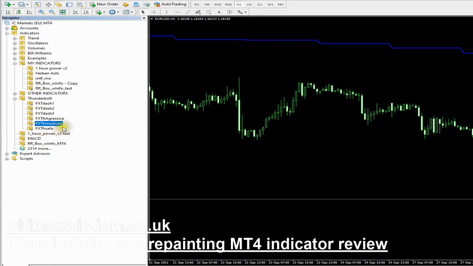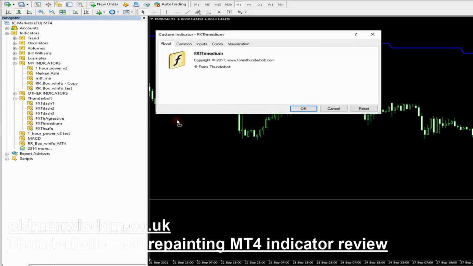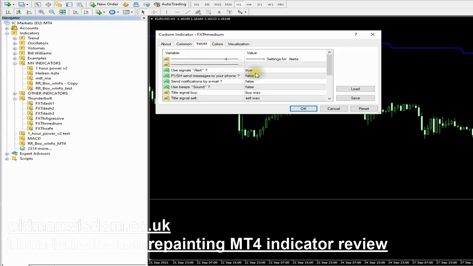So once you've downloaded the file for Thunderbolt, all you need to do is to drag it onto your screen. You'll see here that I think you could click allow DLL imports, although if you don't, it seems to still work just as well. The imports, so we have some alerts. You can turn them on or off. They can go to your phone or email, or of course the sound alerts. You can change the color of the arrows and the color of the labels. So let's have a look at what it looks like on the screen.